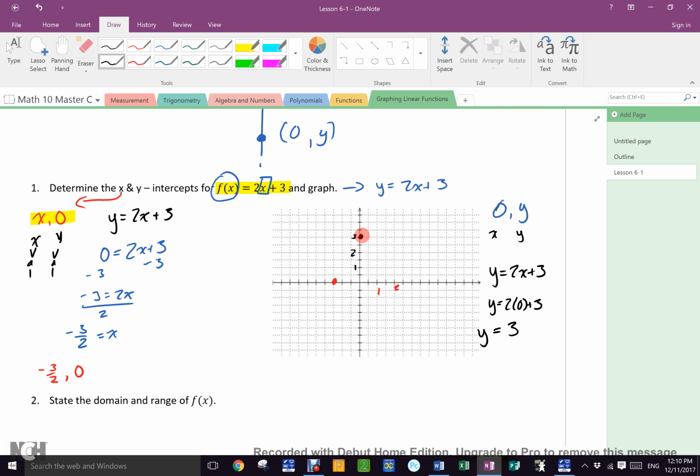Can I take any number in the universe and multiply it by 2? And then add 3 to it? Yes. So because it's continuous, we draw a straight line. Now you guys are smart kids. If I went down 6 and over 3, and that line's going to go on forever, where's the next dot going to be? Down 6 and over 3. And then I could put another dot.